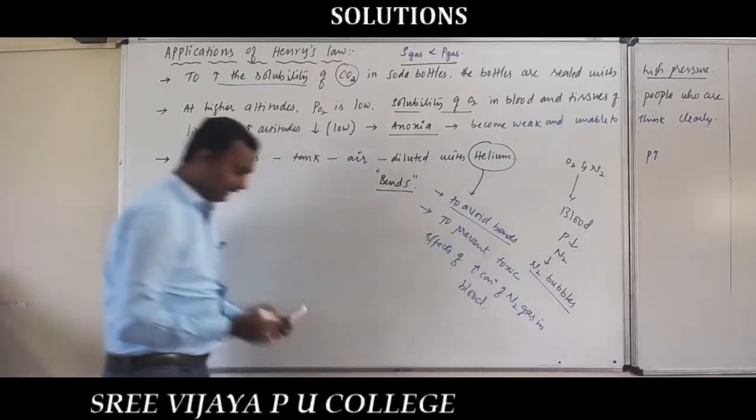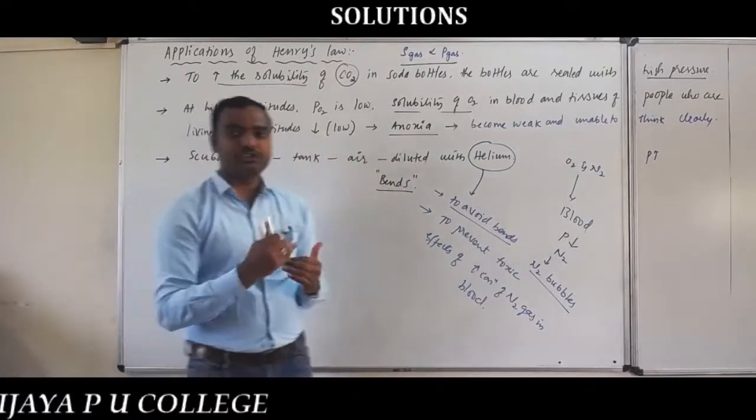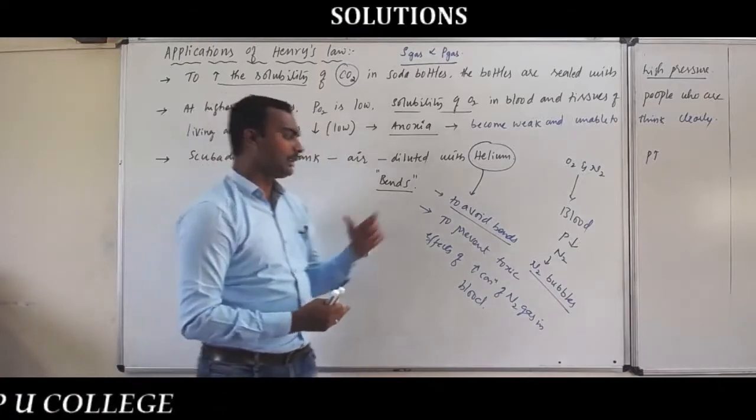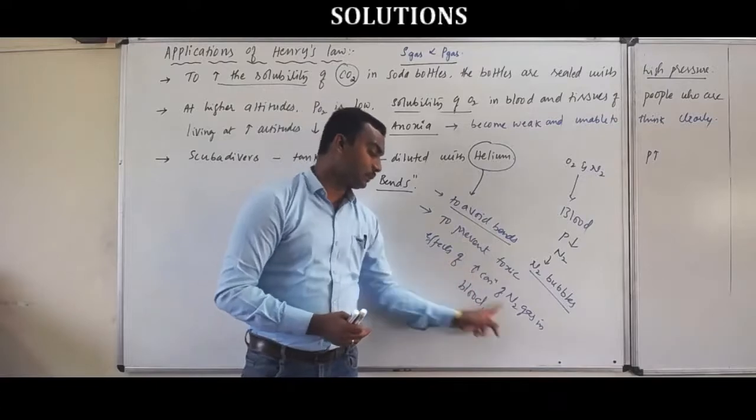So why do they carry the helium along with the oxygen and nitrogen? In air tanks, nitrogen and oxygen along with helium are carried to avoid bends and to prevent the toxic effects of higher concentration of nitrogen.